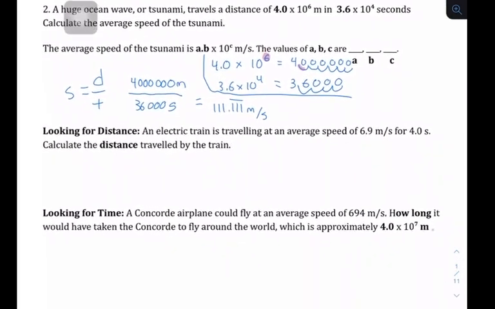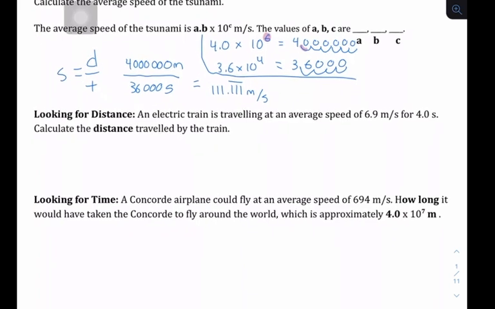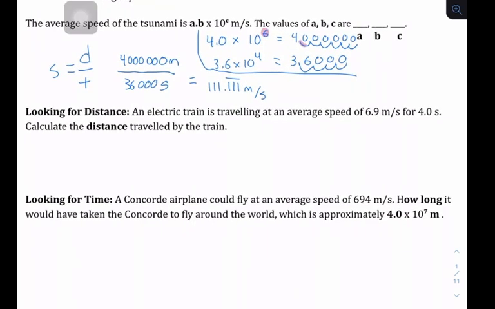So we'll get questions that will give us different parts of the formula. This first one, the easy one, we're given distance, we're given time, we don't have to manipulate anything. This next question, we're given the speed, we're given the time, and we're looking for distance. We're given a speed here of 6.9 meters per second, and it's going to be traveling for 4 seconds. So it's helpful to always write our formula.